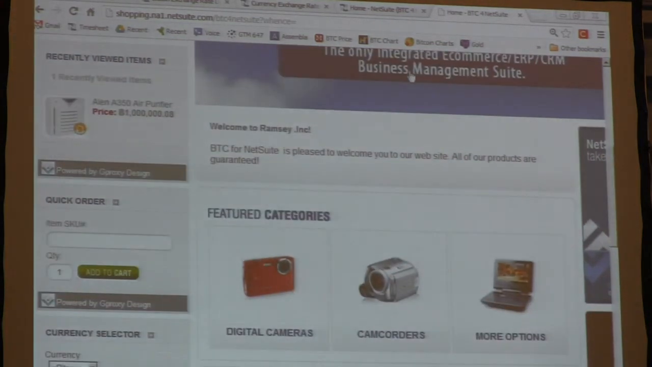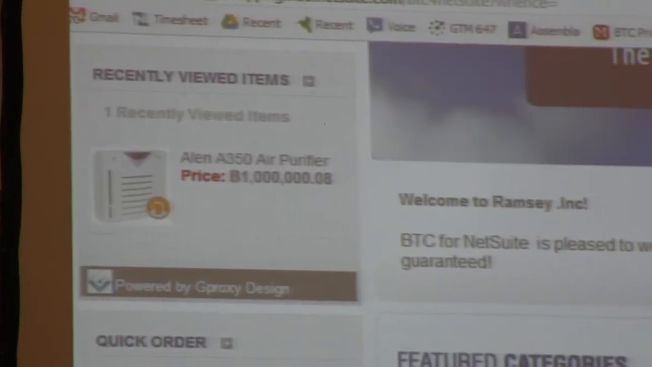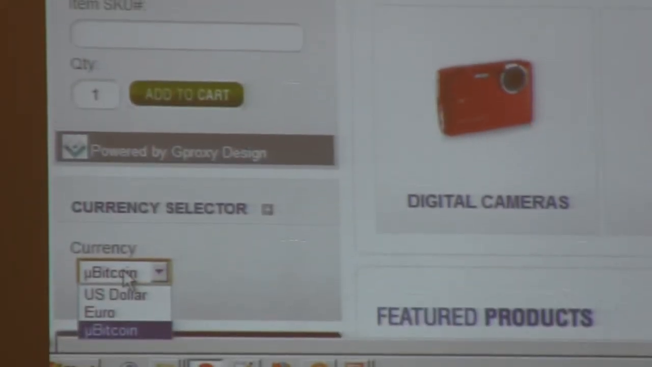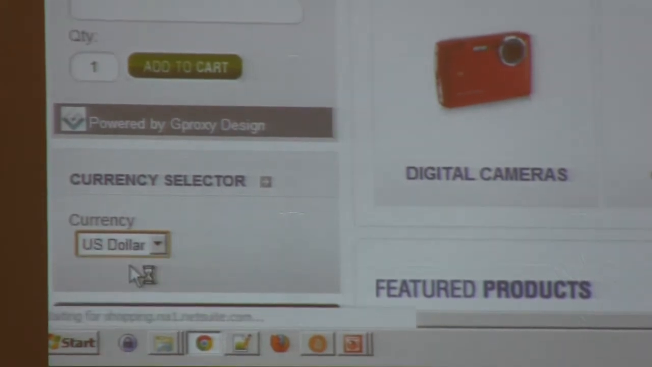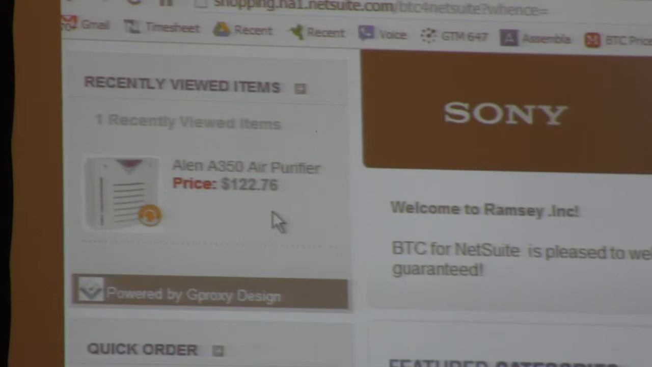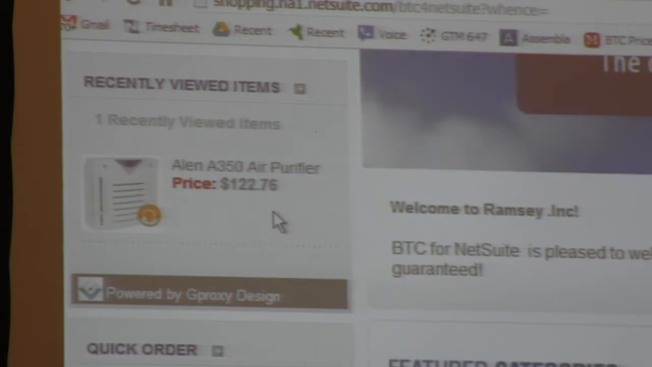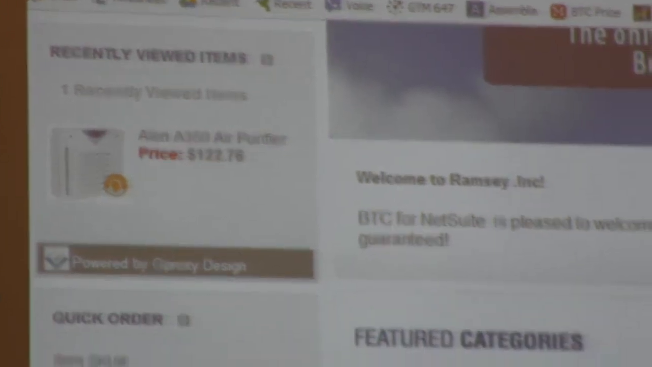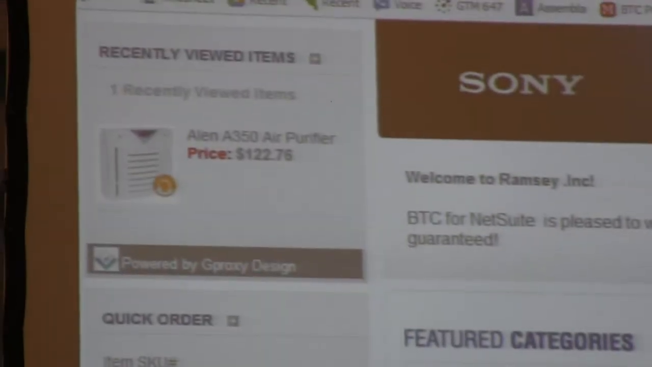If you notice here, we actually have a product. I think the best way to show this is, notice down here I have a currency selector. Imagine you're a customer on a website, and you normally work in dollars. Let's just start in dollars. I tried to price it very close to the exchange rate just so we can see what's happening easier. So this air purifier is $122.76 in US dollars.